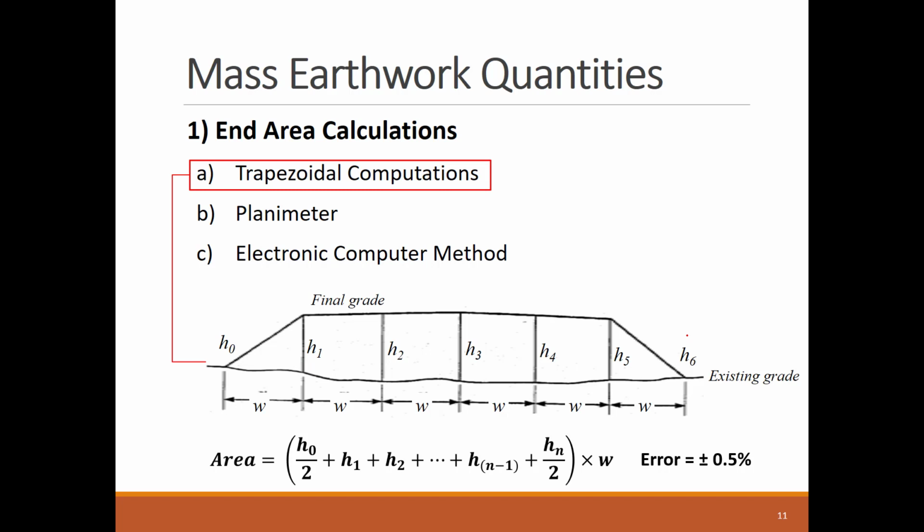The shown example has 6 W intervals and 6 cross-sectional trapezoids. The slope toe heights, H0 and H6, equal 0 in this example.